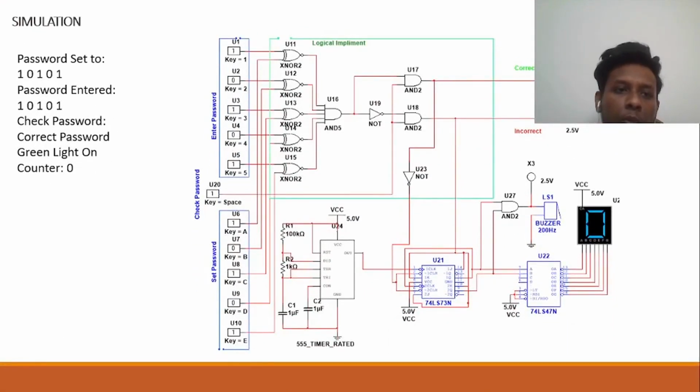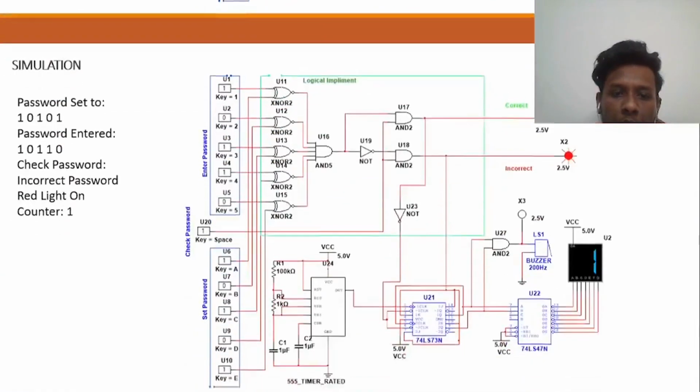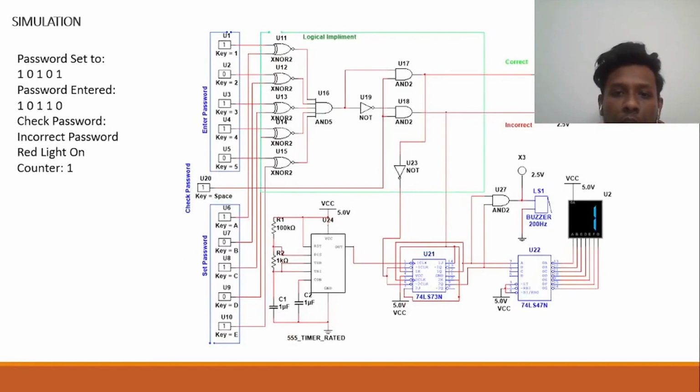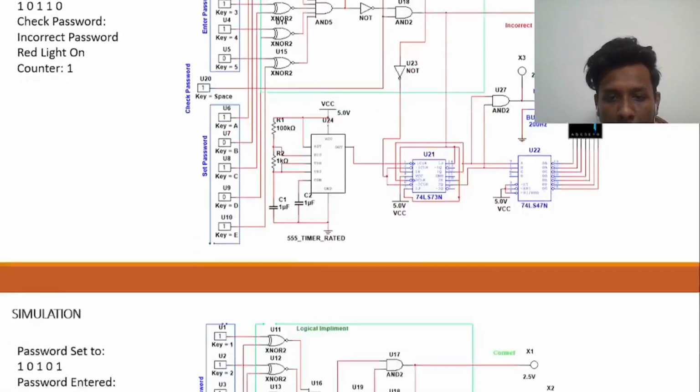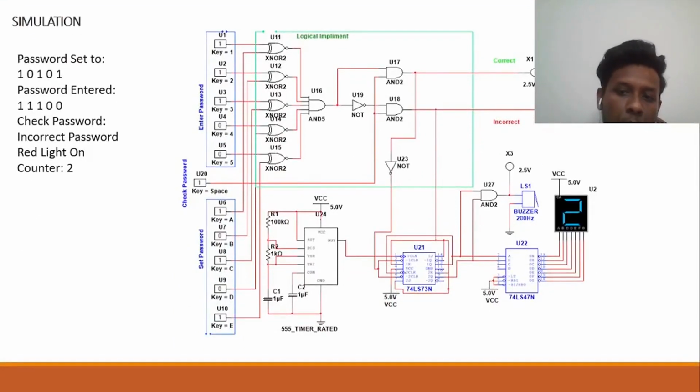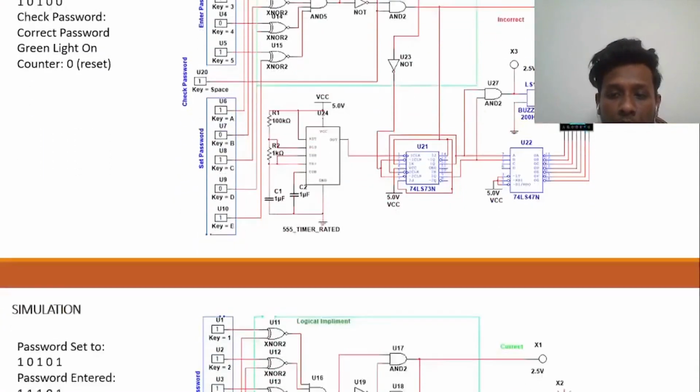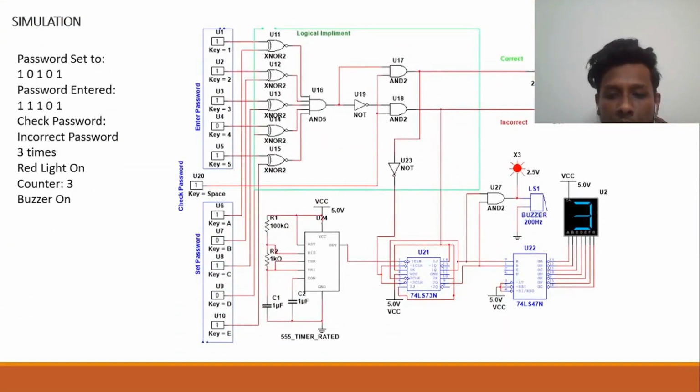Suppose we set our password to be 10101. If the entered password matches the set password, the green LED will indicate that the password is correct. Similarly, if we enter a wrong password, the red LED will indicate the password is incorrect. Every time we enter a wrong password, the counter will count it and display it on the DCD hex display. If the count reaches 3, the buzzer will start vibrating and the red LED will start blinking, which will result in the system being reset so that we can set our password once again. And that is all from my part.